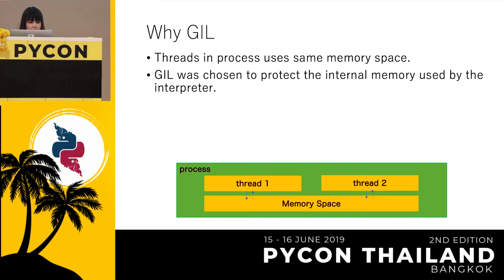So why does Python use the GIL? Threads in a process use the same memory space. So the CPython interpreter does not implement a mechanism of synchronization for the concurrent access by threads. The GIL was chosen to protect the internal memory used by the interpreter.